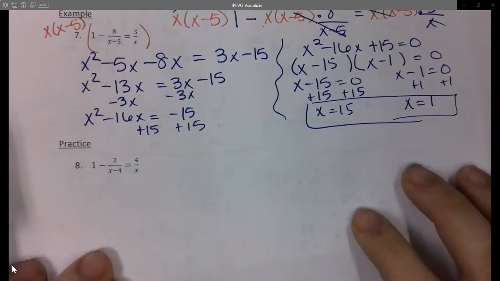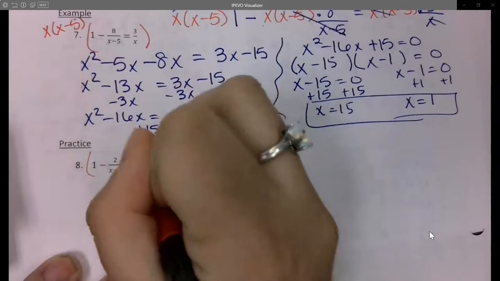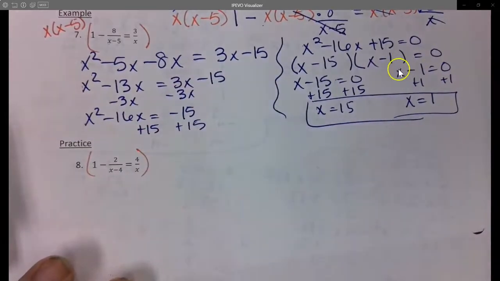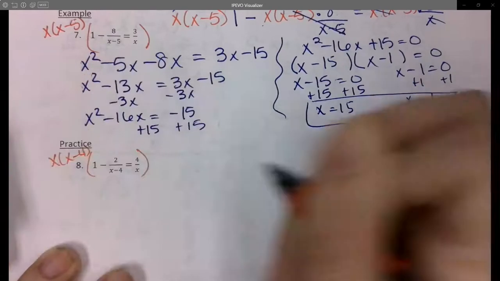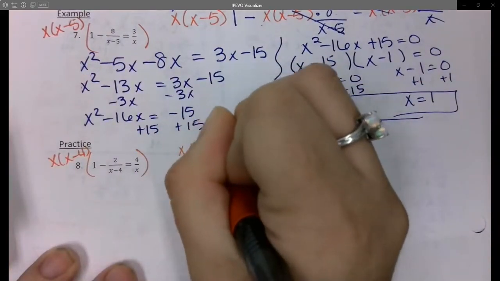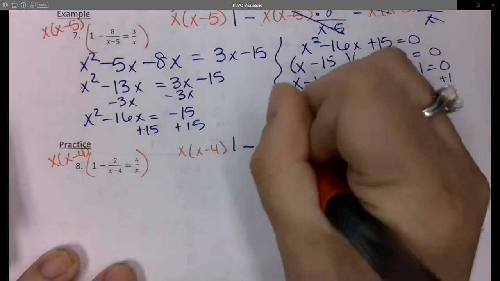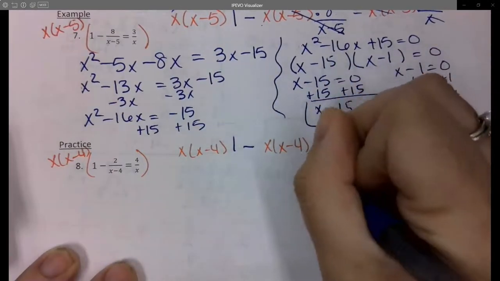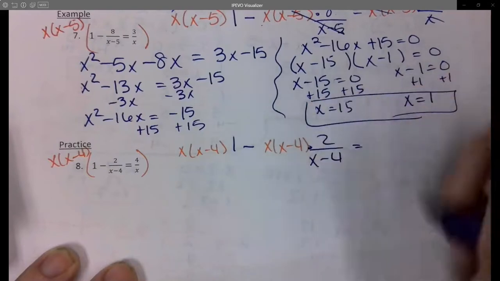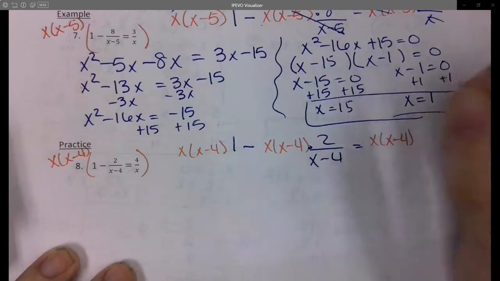Yeah. So on number 8, what do I want to multiply by? x times x minus 4. So I'm going to multiply that by the 1. Then I have x times x minus 4 times 2 over x minus 4, equals x times x minus 4 times the 4 over x.